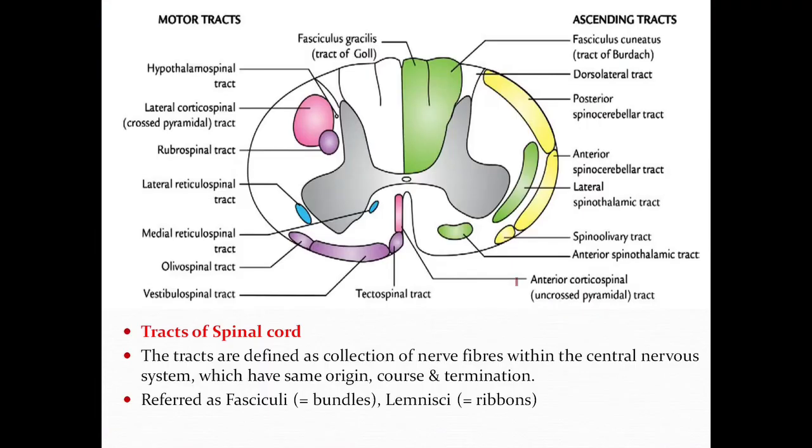And after knowing the internal features of the spinal cord, their nuclei and their tracts, now we are going to name them as ascending tracts and descending tracts. Ascending tracts can be named as sensory tracts. The descending tracts will be called the motor tracts.